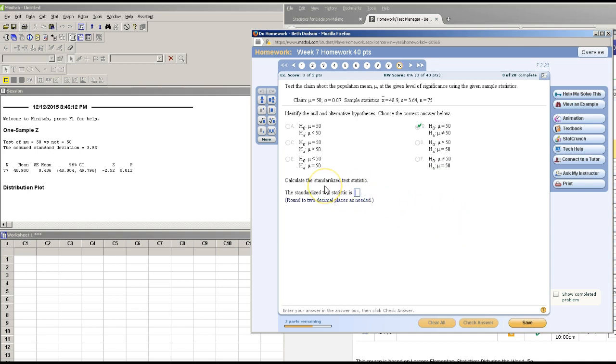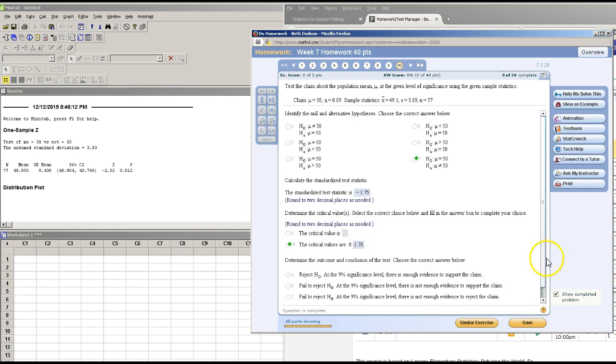The next part of the problem asks us to calculate the standardized test statistic, and Minitab can do all of that for us. It's also going to ask me to calculate my critical value. But I'm going to go ahead and show the completed problem because I want to show you how Minitab can give me all of my results all at once. And this is what you can do as well. You can't show the completed problem, but once you pull up a problem like this, you can just complete the whole thing in Minitab and then enter the results as needed.